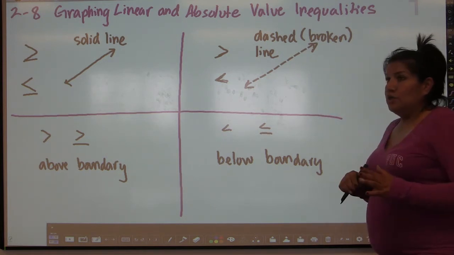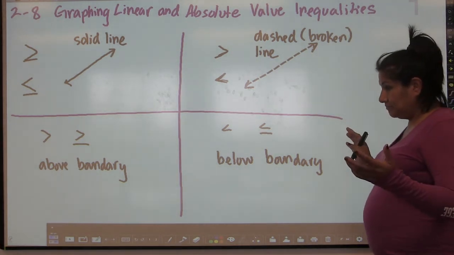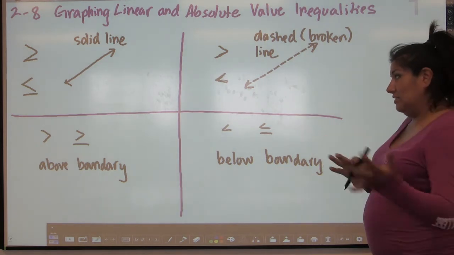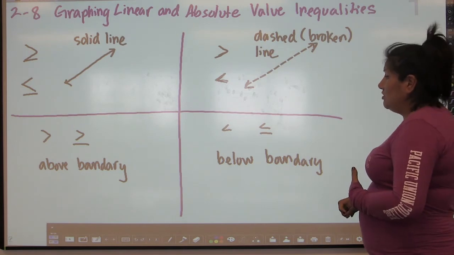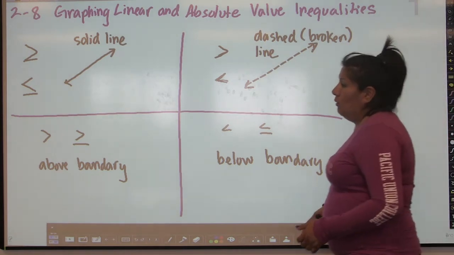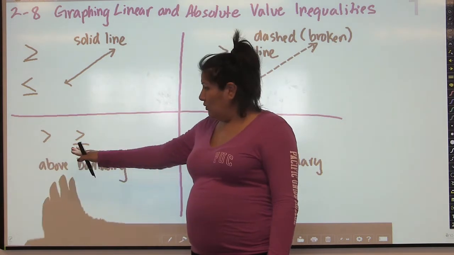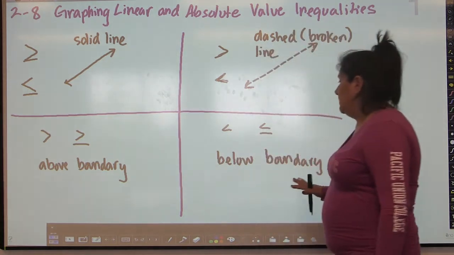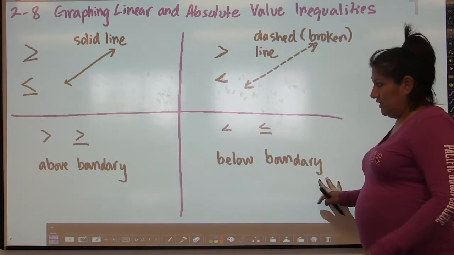And then of course when you also shade on a number line, if it's greater than you're going to shade to the right, if it's less than you shade to the left, and so on and so forth. So there's also shading to do when you're graphing in 2 dimensions. Anytime that it's a greater than, or a greater than or equal to, you're going to be shading above the boundary. And if it's less than, or less than or equal to, you'll be shading below the boundary.